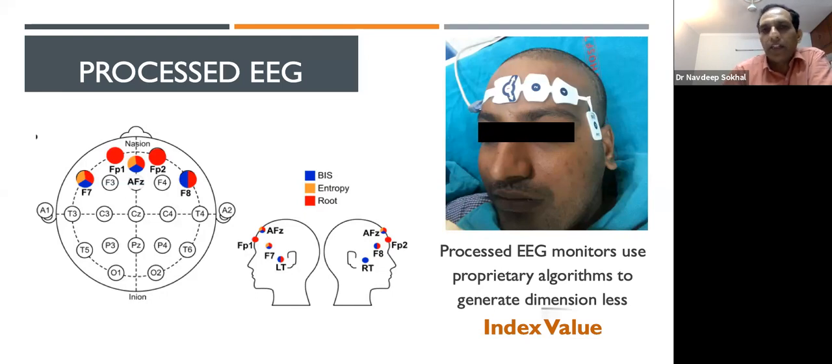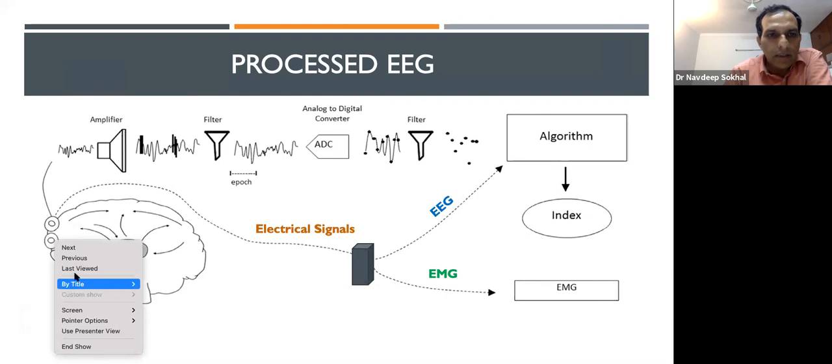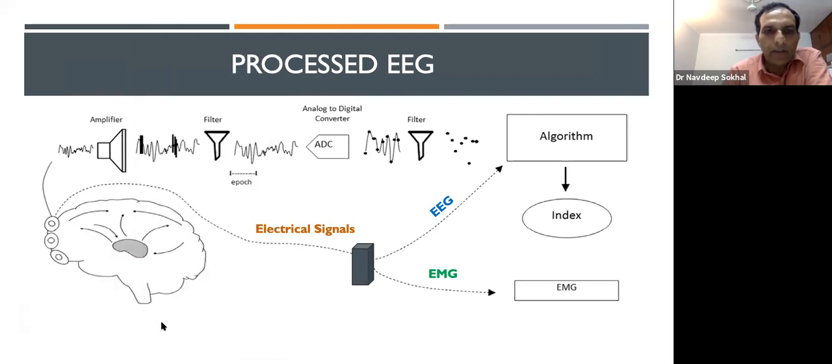So this is called processing of EEG. Let's see what happens during processing of EEG. See that these are the electrodes placed here. I will use a laser pointer, this red dot. See, these are the electrodes placed over the frontal region or forehead. From here, the raw EEG signals are picked up. Now, these are very minute signals, in microvolts. So they are amplified and filtered, and an analog to digital converter is there to give us EEG signals, which are again filtered.